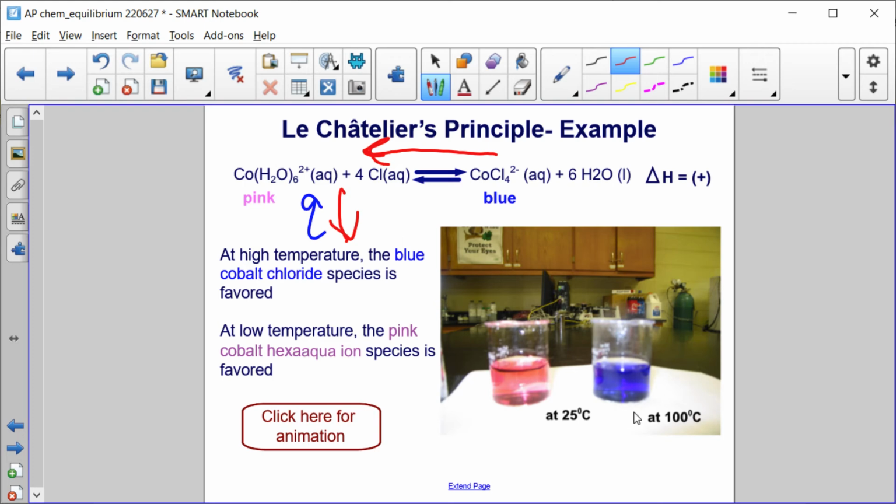You can see at high temperature, at 100 degrees Celsius, we have a blue solution. At 25 degrees Celsius, we have a pink solution. If you want, you can click here for an animation of this process as it happens in the lab.